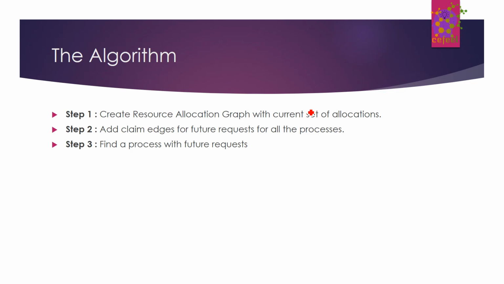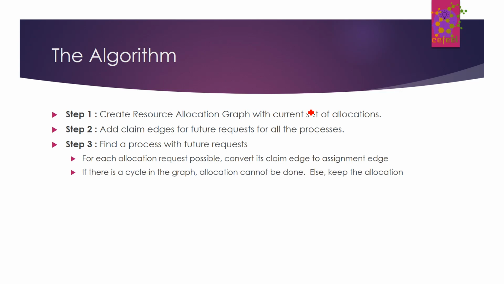So step 3 is to first find a process which has future requests, and then for each of its requests we first see if that request is possible, which means we first convert its claim edge to an assignment edge in the graph. Then we will see if there is a cycle in the graph. We have to make sure there are no cycles.